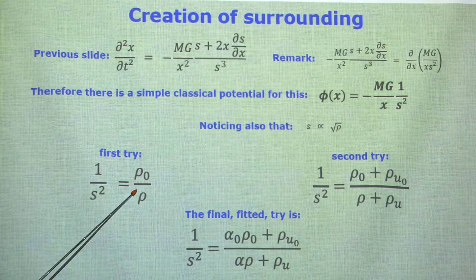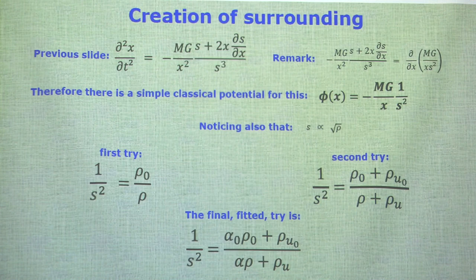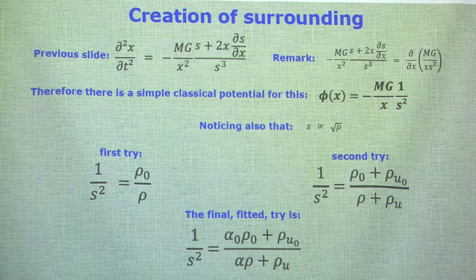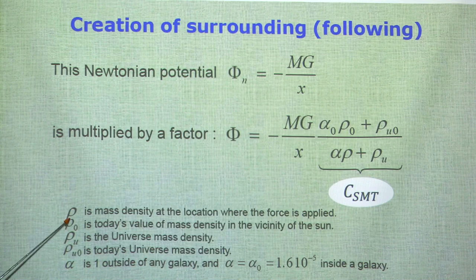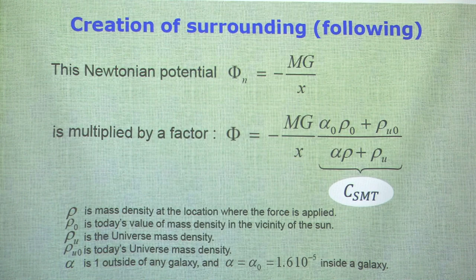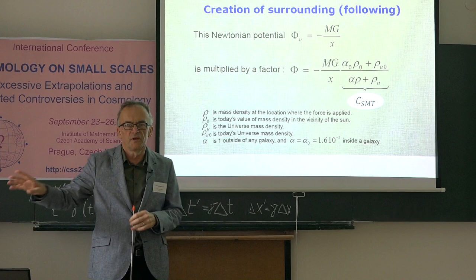But this is too simple to retrieve all the explanation of all the gravitational mysteries. So that's why I computed it a little bit using a homographic function, like this. And finally, I get this. So, a little explanation about the variables. Rho is a mass density at the location where the force is applied. As I said, I'm located here, and I have to calculate the matter density around me in a sphere of 15 kiloparsec radius.